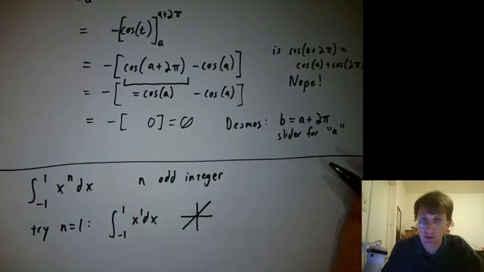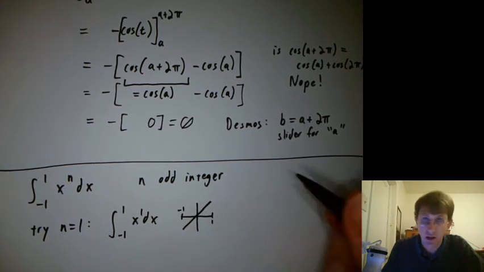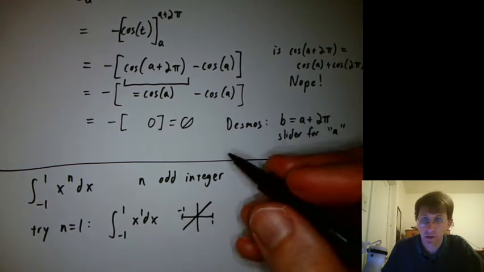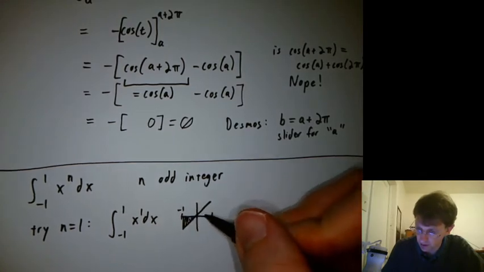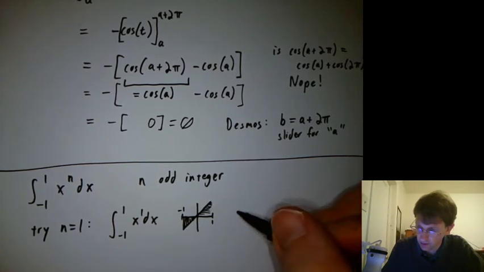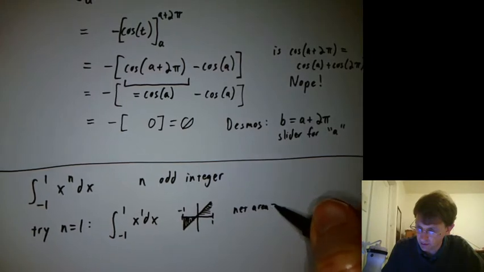Here's x to the 1, that's just y equals x. And we're going from negative 1 to 1. And what does it look like that integral is equal to? Well, it looks like we've got some negative area here and some positive area here. And it looks like they cancel out, so the net area is equal to 0.